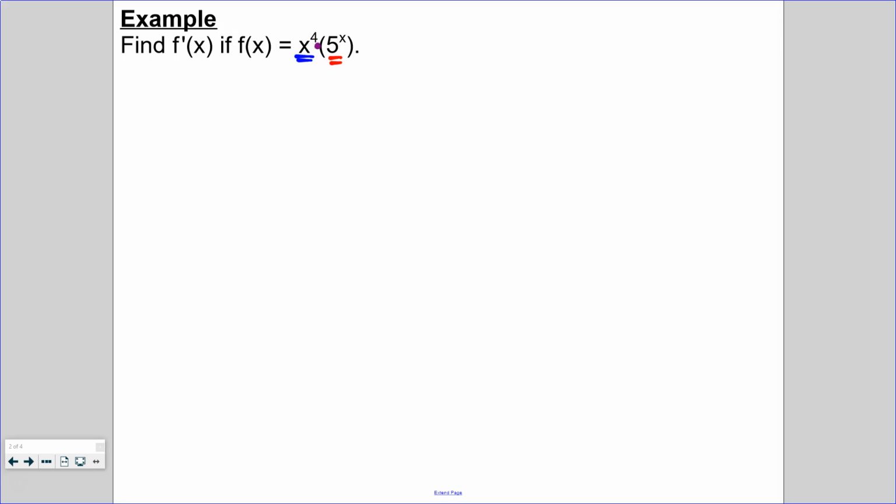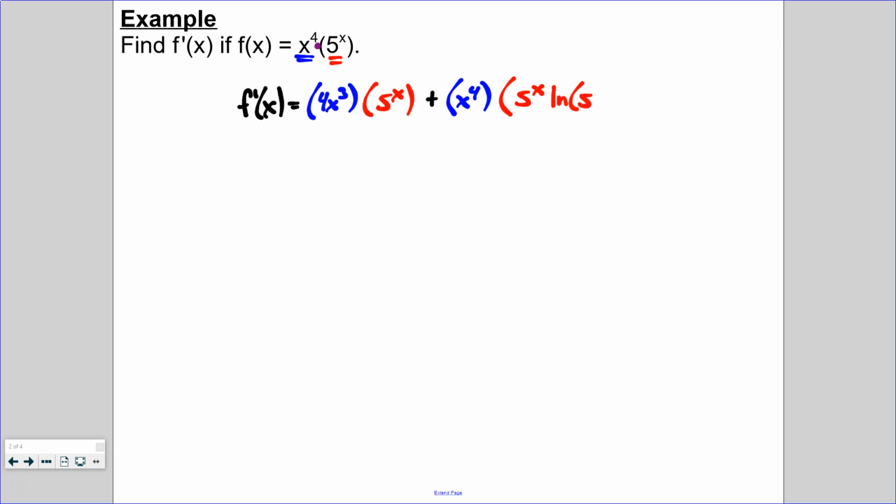So when we come in and we take the derivative, f prime of x, product rule says we take the derivative of the first function, which will be 4x cubed, simple power rule. We're going to leave the second function alone. Then plus the original first function, which is x to the fourth, and then times the derivative of the second function. And the derivative of 5 raised to the x power is going to be 5 to the x times the natural log of 5.